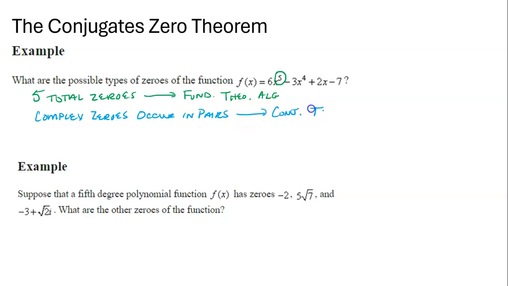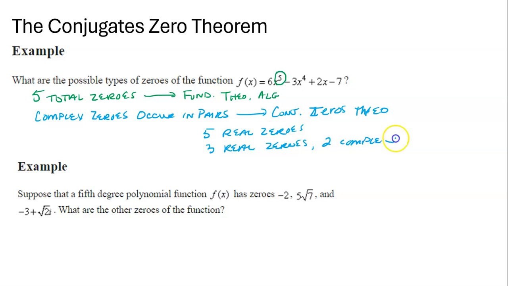Conjugate zeros theorem. Man, okay, the writing is not writing. So I can either have 5 real zeros, I can have 3 real zeros and 2 complex, because they have to come in 2s, or I can have 1 real zero and 4 complex. Okay, these are my options here.